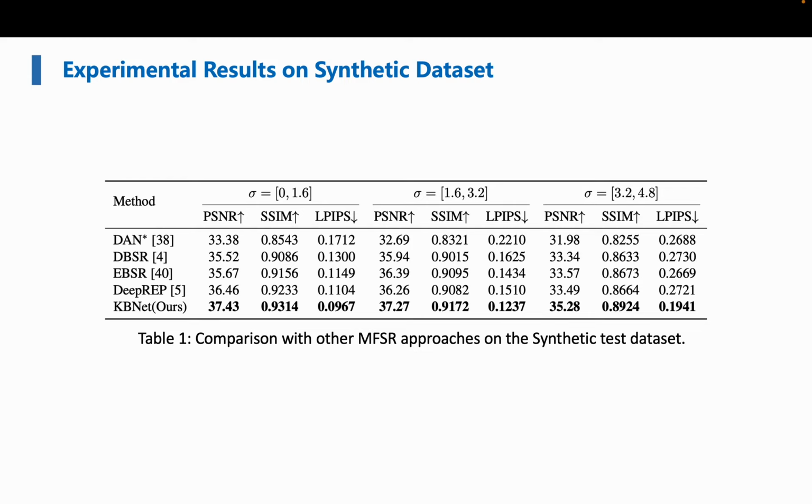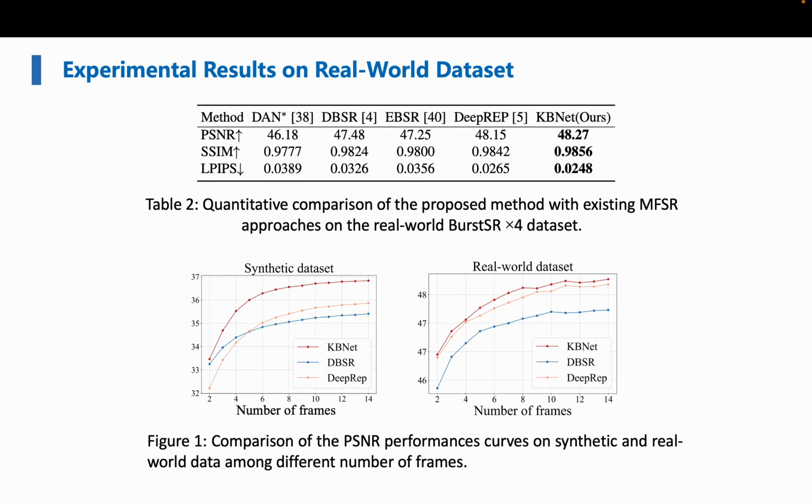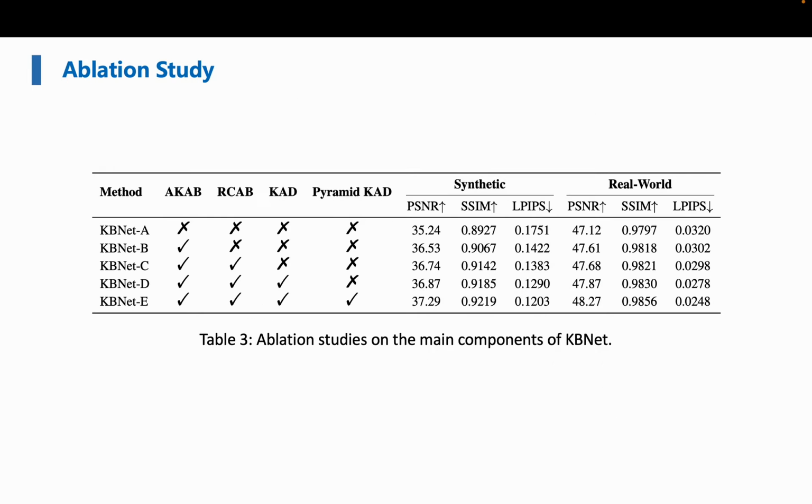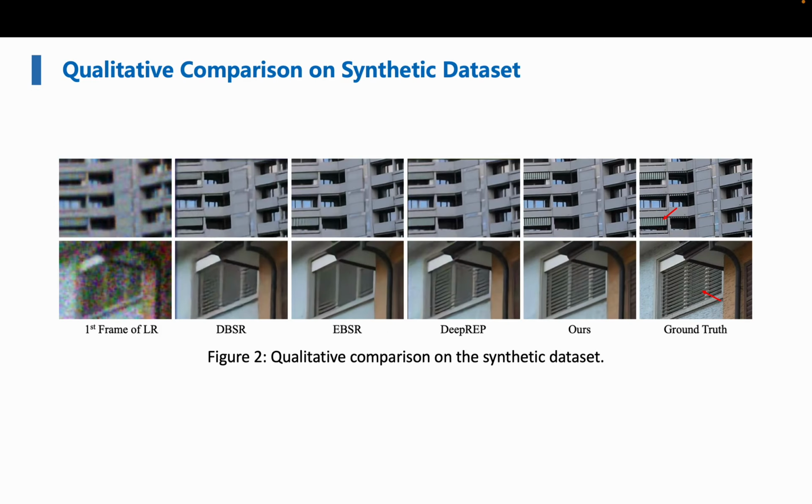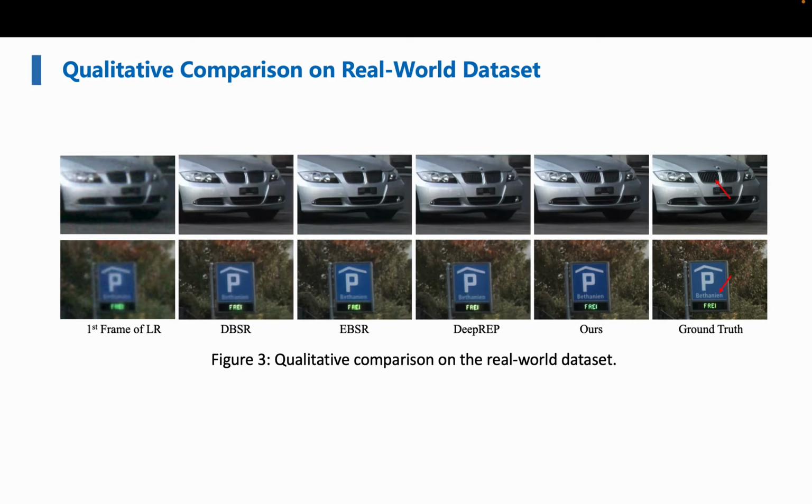Table 1 shows the comparison of our method with other approaches on the synthetic dataset. Table 2 shows the comparison on the real-world dataset, and Figure 1 illustrates the comparison of the PSNR performance curves on two datasets among different numbers of frames. Table 3 shows the ablation studies on the main components of KBNet. Figure 2 shows the qualitative comparison on the synthetic dataset. Figure 3 shows the qualitative comparison on the real-world dataset.